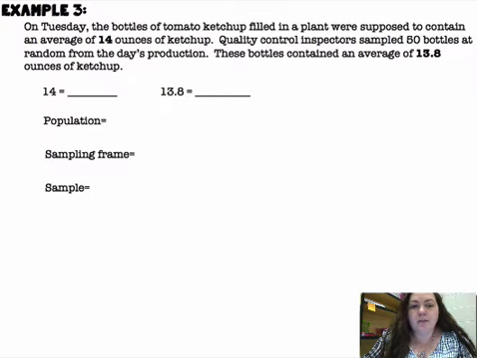Example 3. On Tuesday, the bottles of tomato ketchup filled in a plant were supposed to contain an average of 14 ounces of ketchup. Quality control inspectors sampled 50 bottles at random from the day's production. The bottles contained an average of 13.8 ounces of ketchup. So 14 is our parameter. That's what they should contain. That's what the population should have. And the statistic from the samples we pulled was 13.8.